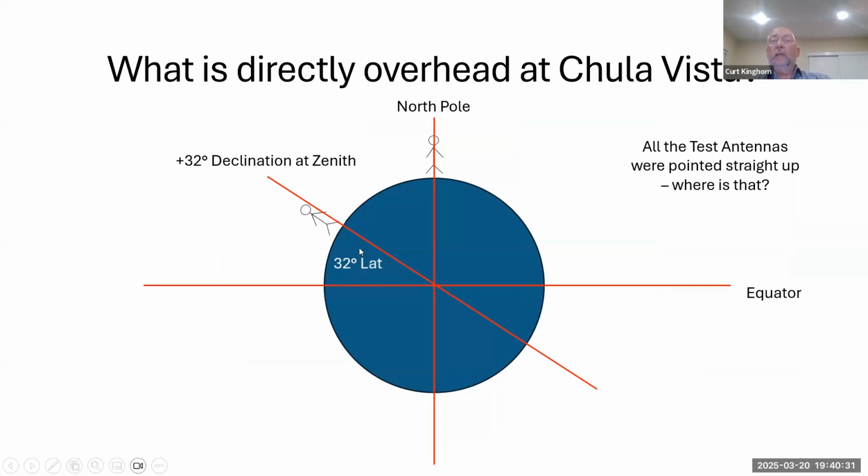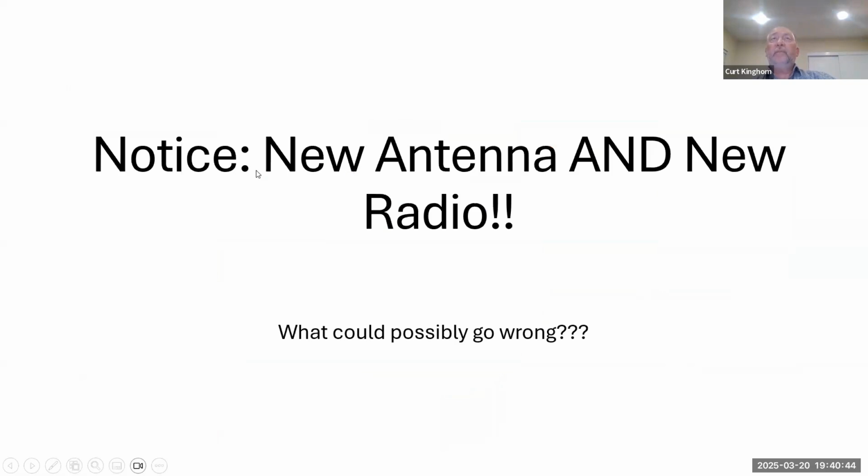Well, we're at 32 degrees latitude. So what's right overhead is 32 degrees declination. So if I point my hand straight up, that's 32 degrees of declination when I'm in Chula Vista.